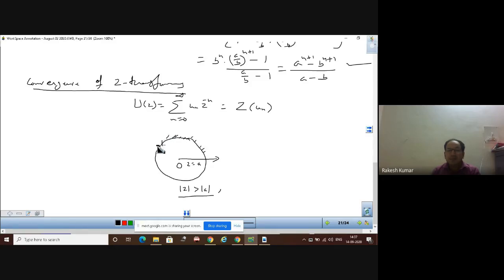This will be the outer part, that is outside of the boundary of the circle. But if we say |z| less than |a|, it means the inner part of the circumference or inner region. It means the inside area will be there. This one I am talking about.